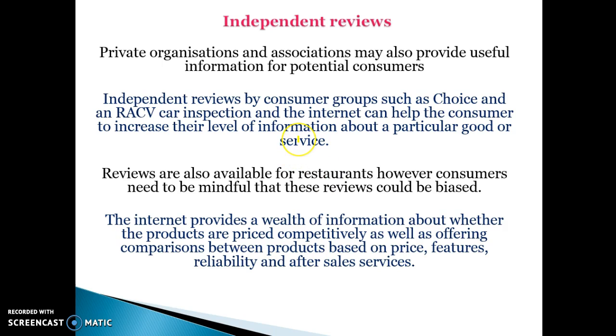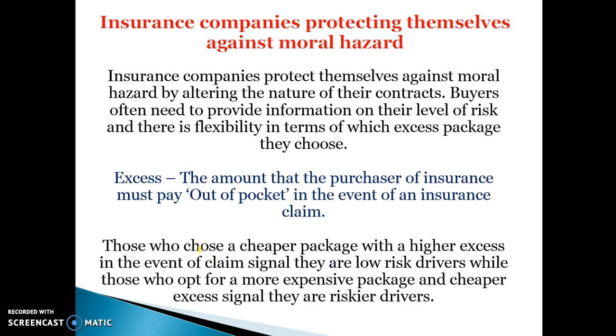Private organisations and associations can provide useful information to consumers, such as independent reviews by Choice and the RACV. The internet is often a really common question. It is a good way to reduce the amount of asymmetric information in a market. You can compare restaurants. There's so much information you can find about the quality of products on the internet.